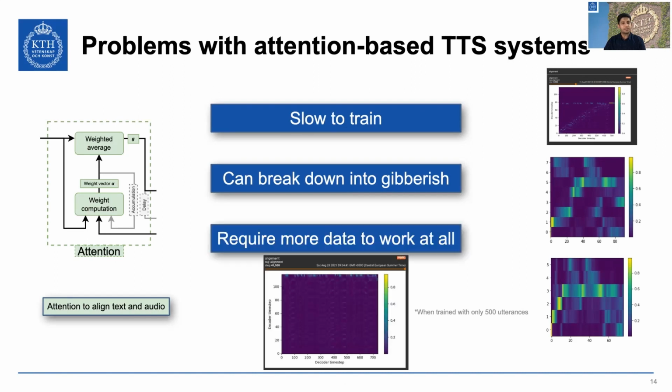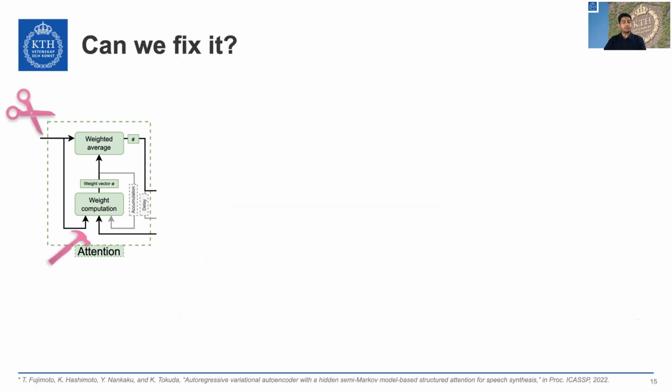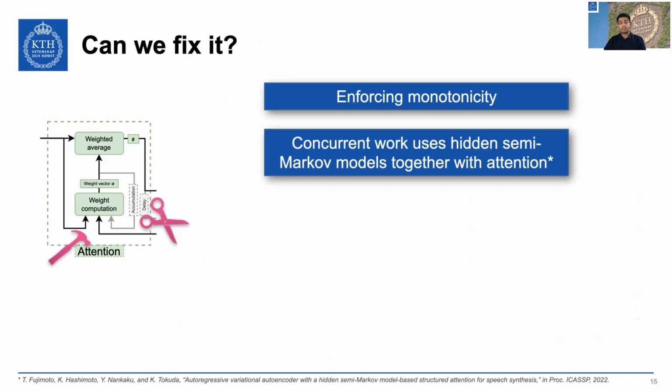Finally, attention requires a substantial amount of data to work at all. When trained with only 500 utterances from LJ Speech, monotonic alignment is never formed, and the model never produces intelligible speech. Because of these issues, improved attention mechanisms that increase or enforce monotonicity are a hot research topic right now, and we review many recent methods in our paper.